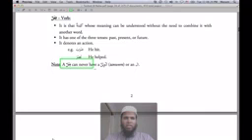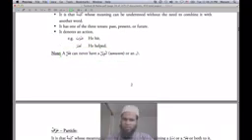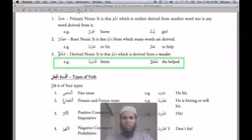A fi'l can never have tanween or alif lam. If it does, then it's not a fi'l. It is a noun right here. Like daraba is a fi'l. He, one man, hit. But if we say daribun, it's from the same verb, but it's not a fi'l. It's not a verb anymore. It is a noun. Daribun is a noun. Mansurun, the one who is helped.